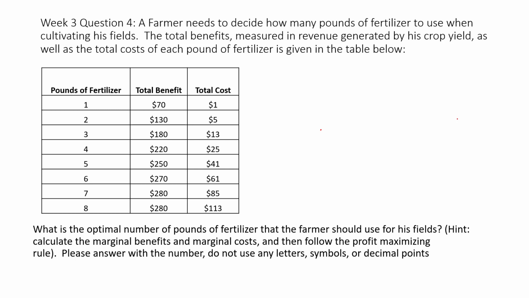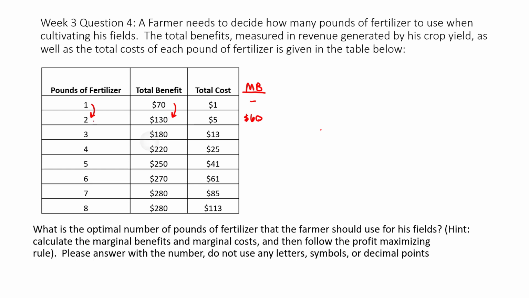And I go ahead and give you the hint to calculate marginal benefits and marginal costs, and then follow that profit maximizing rule. All right. So marginal benefits is just the change in total benefits as you produce another unit, right? So when we're going from, say, 1 unit to 2 units, our total benefit goes from 70 to 130, right? That is a change of $60, right? That's the marginal benefit of adding that first unit of fertilizer.